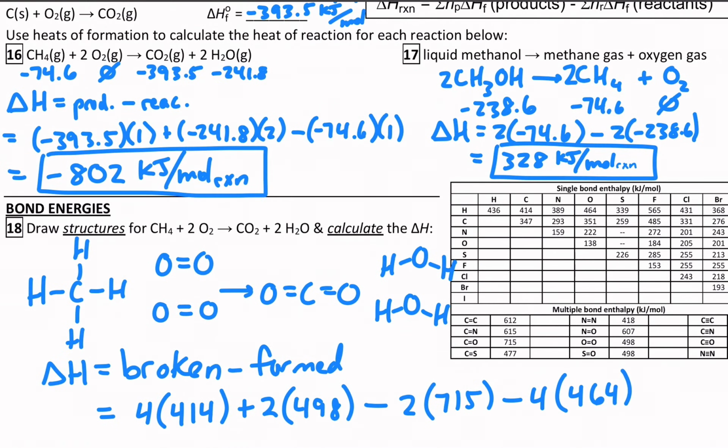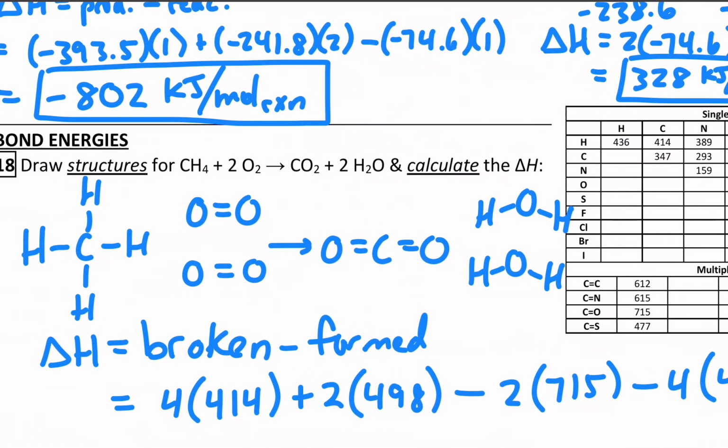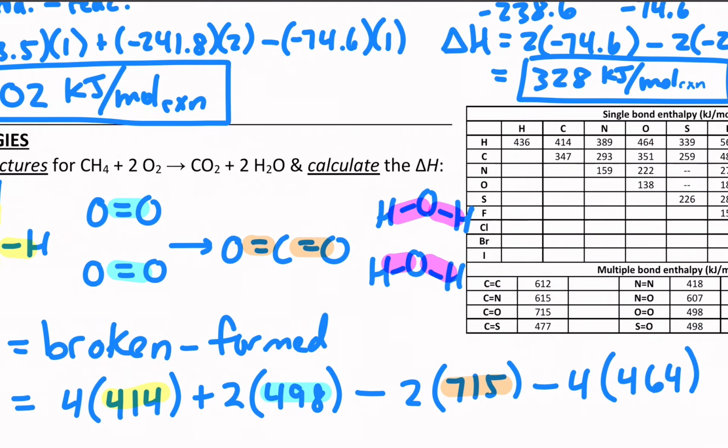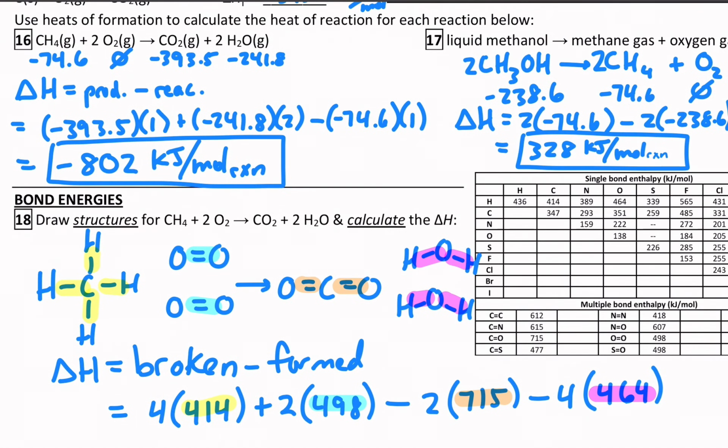So there's everything I broke and everything I formed. We could even highlight it a little bit. Those CH4 bonds, there's all 4 of them right there. Those OO double bonds, that's what they're worth right there. The CO doubles, there's 2 of them. And then we have the OH bonds, 4 of them at 464 each. So you can see how we get all those things tabulated together.